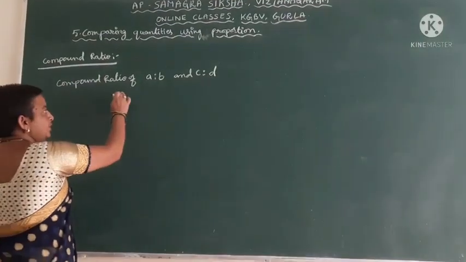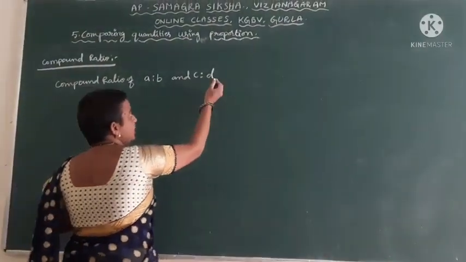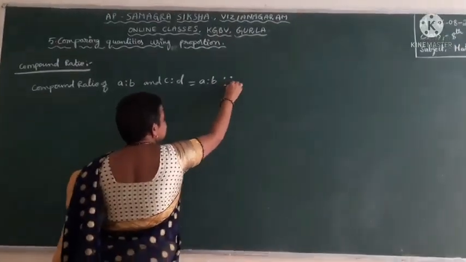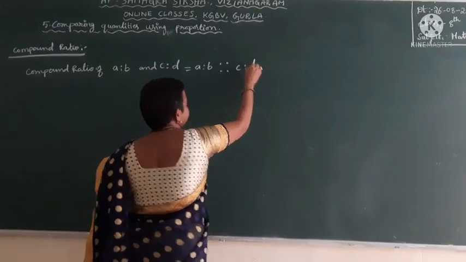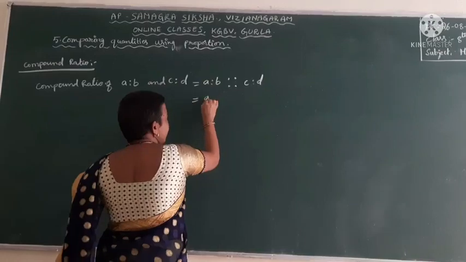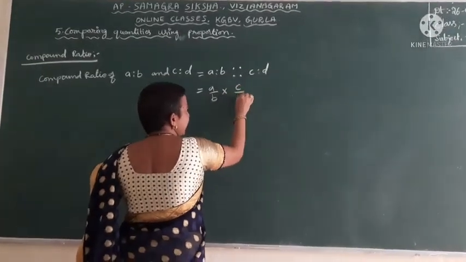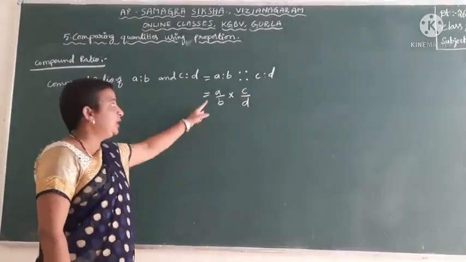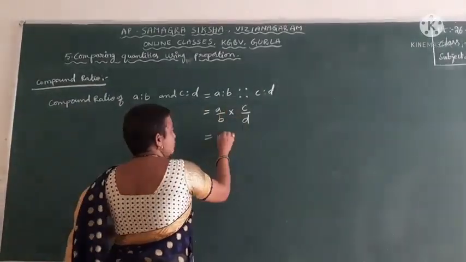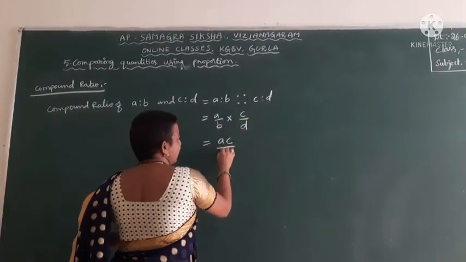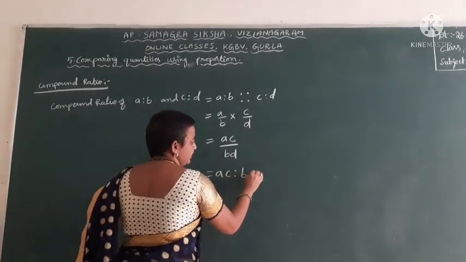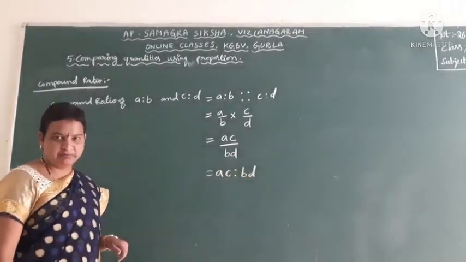Okay. So the compound ratio of A is to B and C is to D is equal to A is to B as C is to D. That means A by B into C by D, so that is AC by BD, which is equal to AC is to BD.